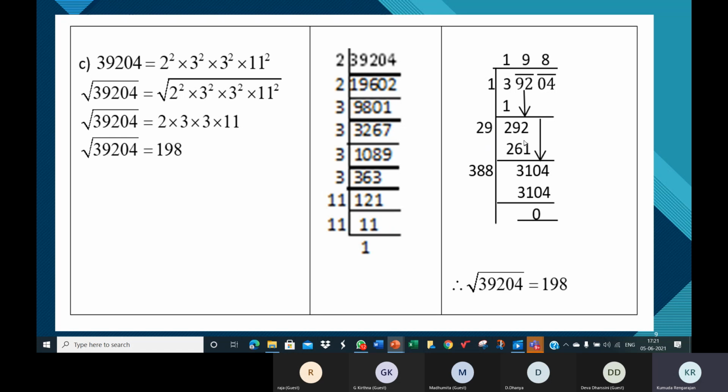29 into 9 is 261. So this is the maximum possible digit. 29 into 9, 9 and 9. So the product is 261. Difference on subtracting, you get 31. Bring the next pair down, which is 04.